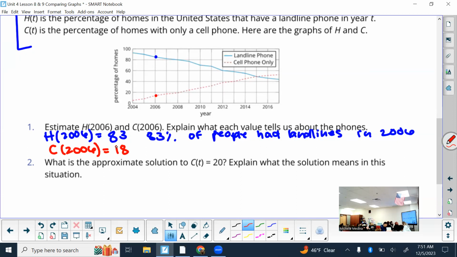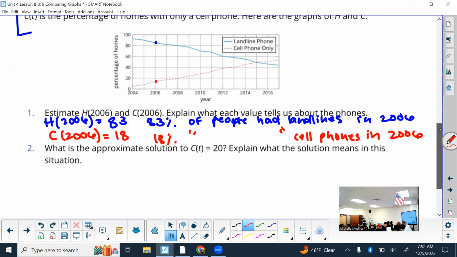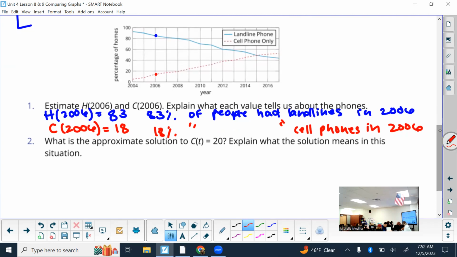Now, what does that mean? 18 what, class? Perfect. If you heard that, 18% of people had cell phones in 2006. And I use the little quotations to show "of people had", so that way I don't have to rewrite it again. Now the approximate solution to C of T equals 20.